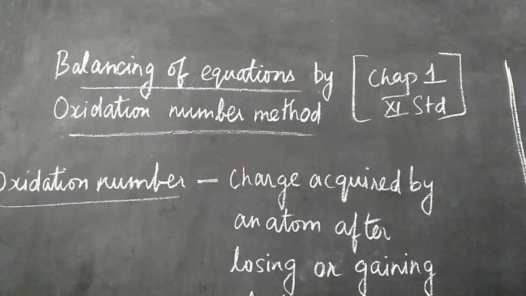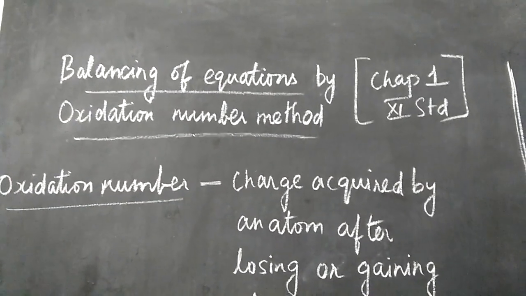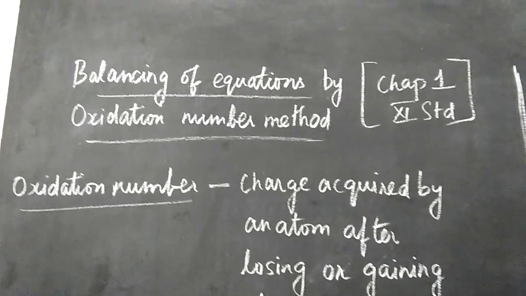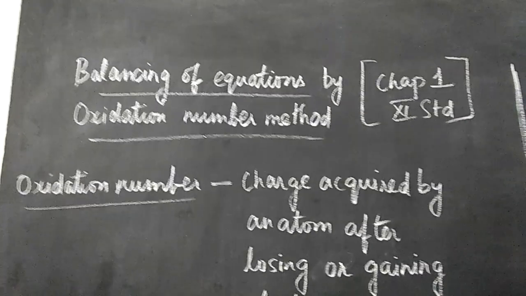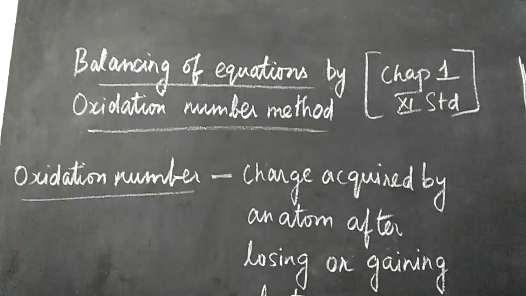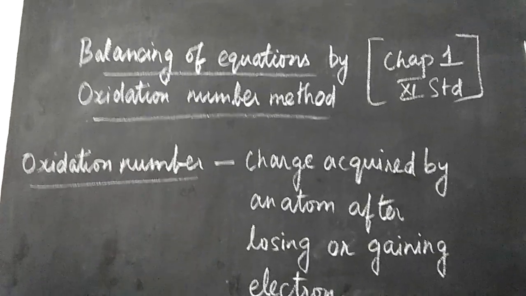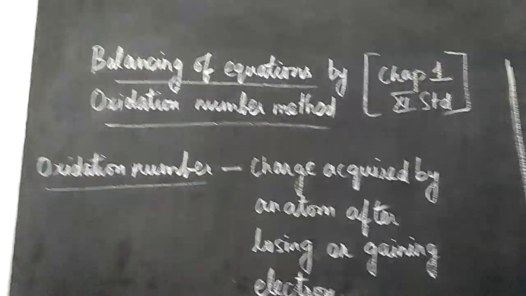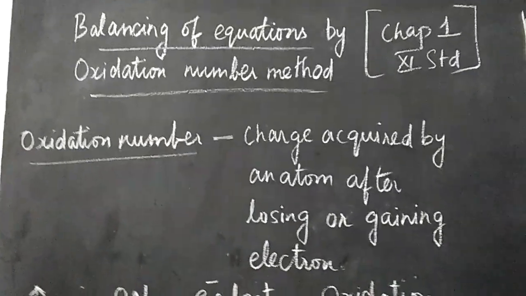Hi students, we are going to proceed with our revision. I am going to choose the topic in chapter 1, balancing of equations by oxidation number method. As some of you felt that it is a little tough, I want to proceed with that. So first you must know what is oxidation number.